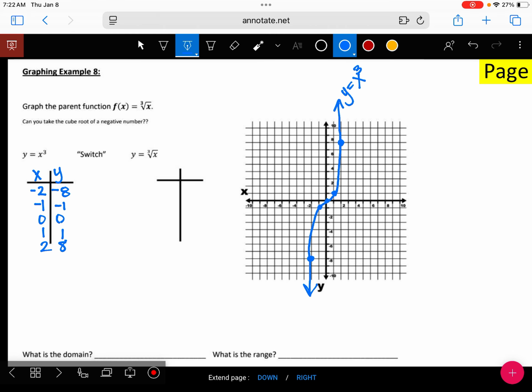And I'm going to actually change the notes just a little bit. I'm going to put the domain and range for both of these. Now, if you look at your table, notice that you have positive and negatives on both sides. So the domain for this function is negative infinity to infinity. That would be your domain.